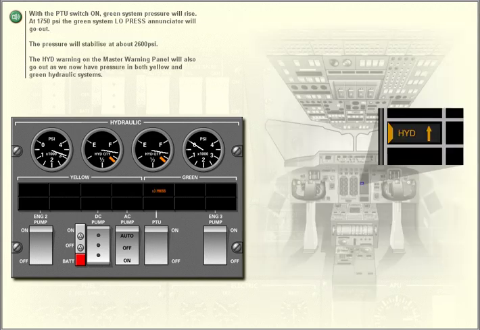With the PTU switch on, green system pressure will rise. At 1,750 psi, the green system low pressure annunciator will go out. The pressure will stabilize at about 2,600 psi. The hydraulic warning on the master warning panel will also go out as we now have pressure in both yellow and green hydraulic systems.